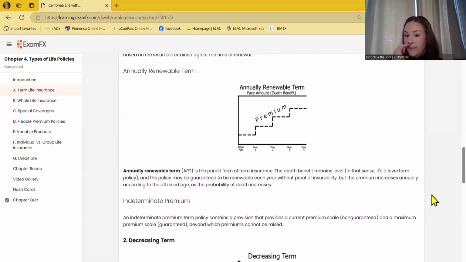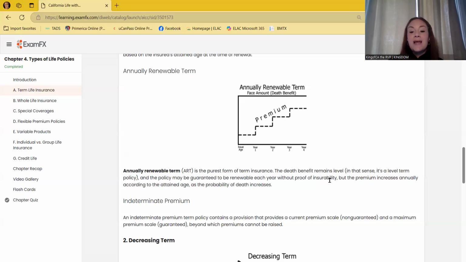Annual renewable term, right? So annual renewable term is what I would call more like whole life. Okay, this is the basis of where whole life started. Okay, annual renewable term or ART is the purest form of life insurance. Why? Because as we grow older, we are strictly paying the cost of insurance.